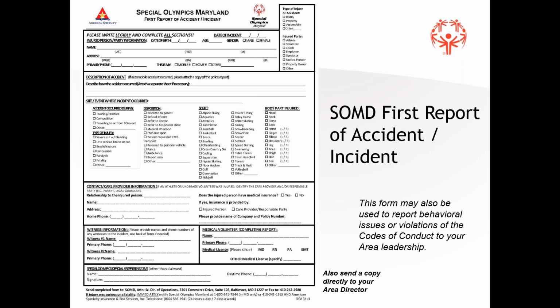Okay, there you go. So this form can be found on MySOMD, or your area leadership will have it as well. Please have copies of these, as well as all of the medicals and volunteer applications for your athletes and volunteers. Please have these with you at all practices. If someone falls and gets hurt, anything, this needs to be filled out and sent to your regional sports director. And send a copy to your area director. Okay? It says at the bottom where to send the forms.